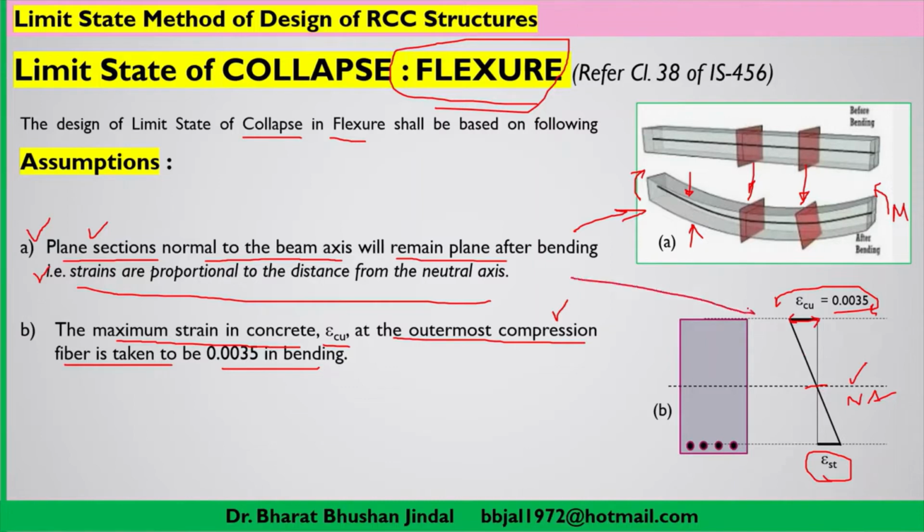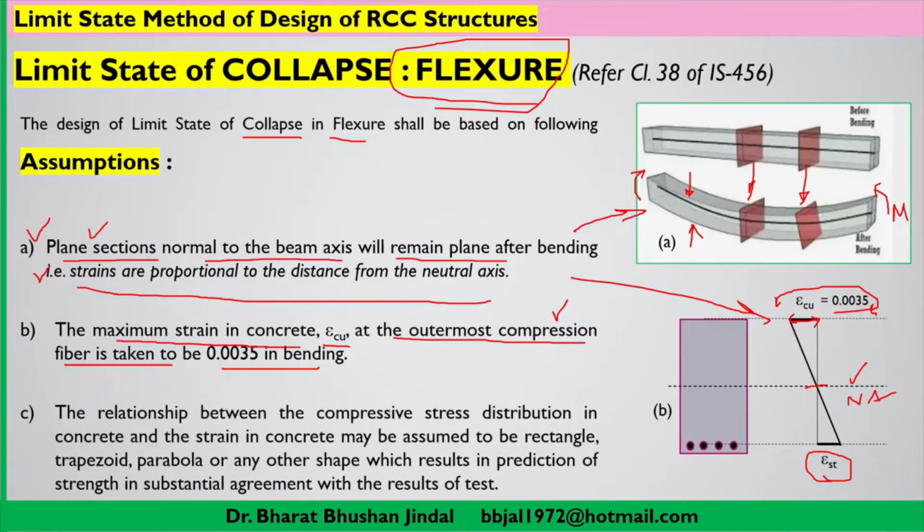And how is it so? Because of our first assumption that plane sections normal to the beam axis remain plane after bending. So if this first assumption is not taken into account, then you can't use this strain graph for the RCC section. So to apply this graph, and to make our calculation easy, we are taking the first assumption, and accordingly we can take the second assumption. So the second assumption is possible only when the first assumption is valid.